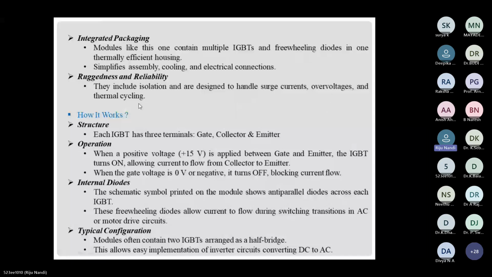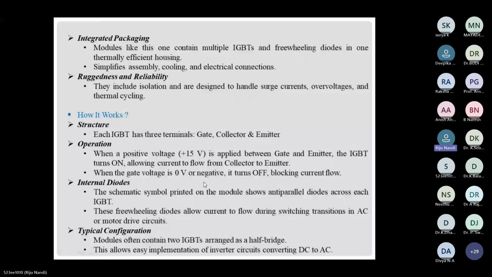So how does it work? First the structure. Each IGBT has three terminals, as you all know: gate, collector, and emitter. For operation, when a positive voltage of 15 volt is applied between the gate and the emitter, the IGBT turns on, allowing current to flow from collector to emitter. When the gate voltage is zero or negative, it turns off, blocking current flow.